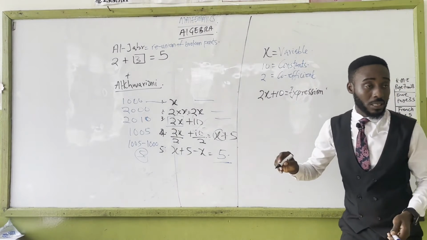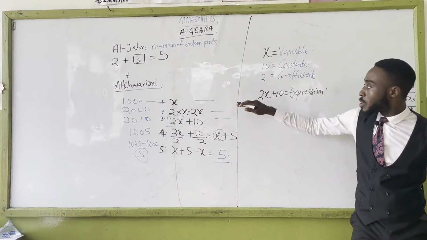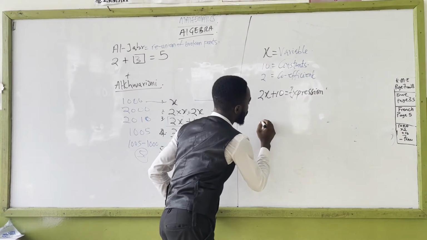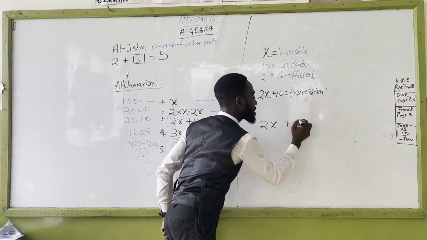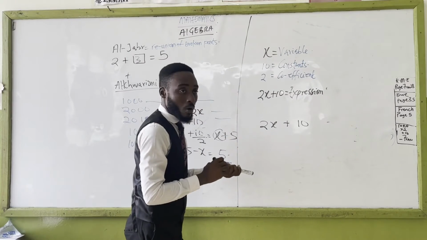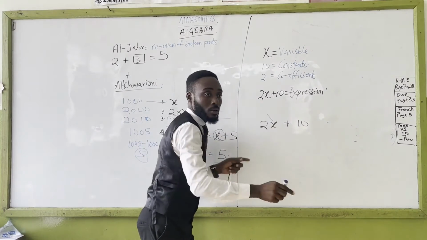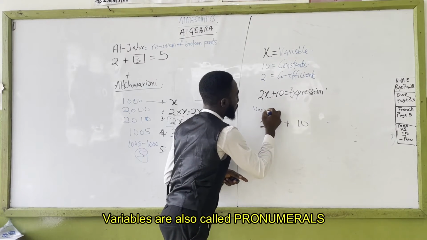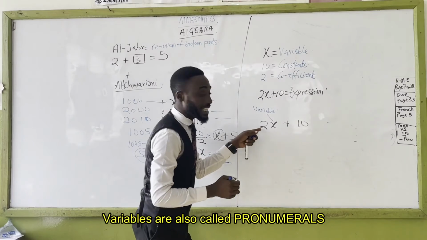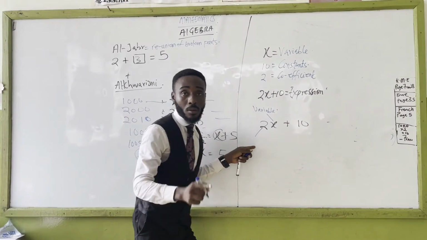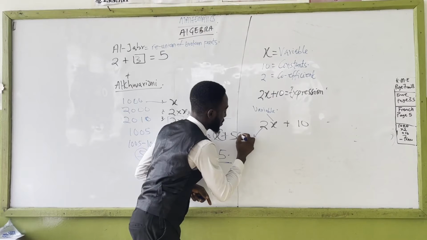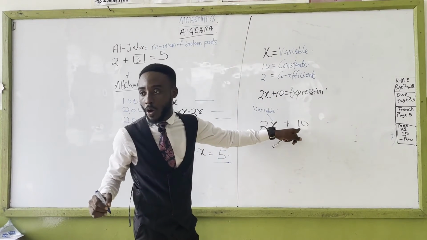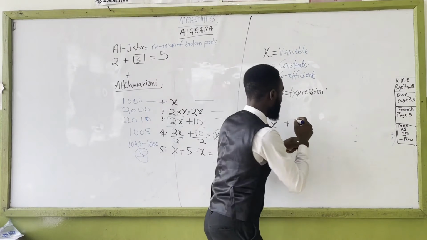An expression. Now, this is an expression. So let's try and draw something like this. So let's see. 2x plus 10. What's the x called? A variable. Good. What is the 2 called? A coefficient. What is the 10 called? A constant.